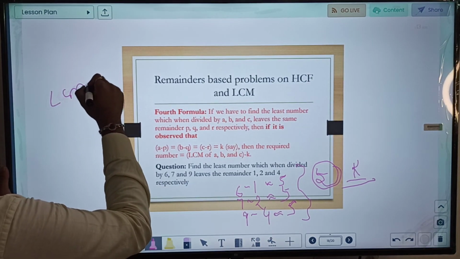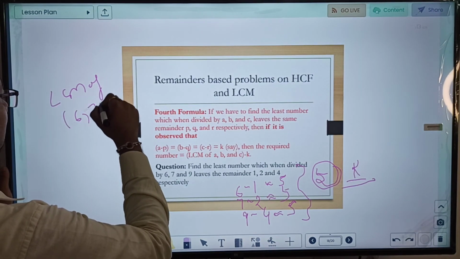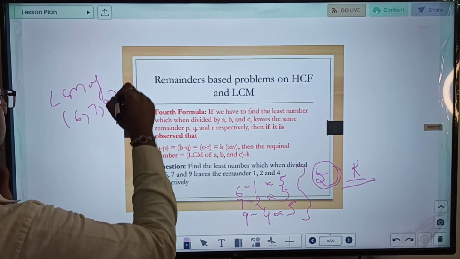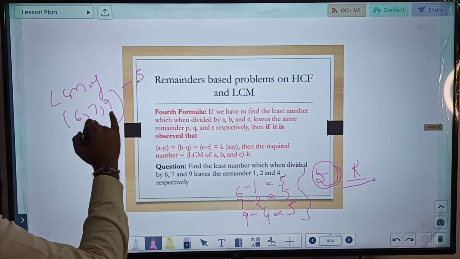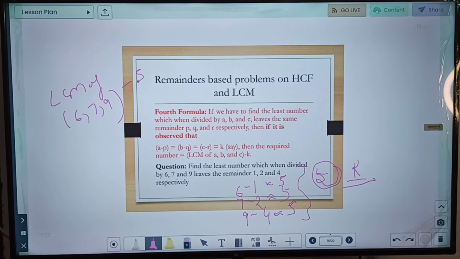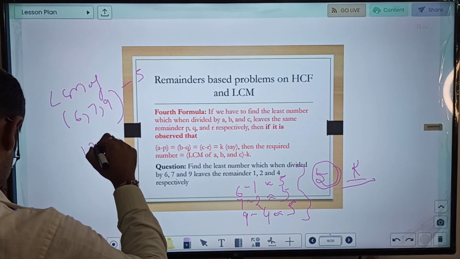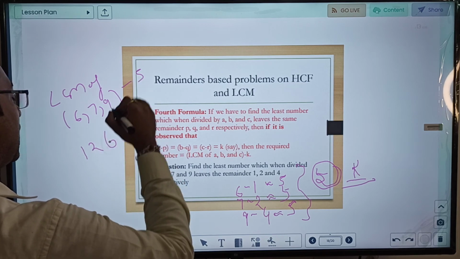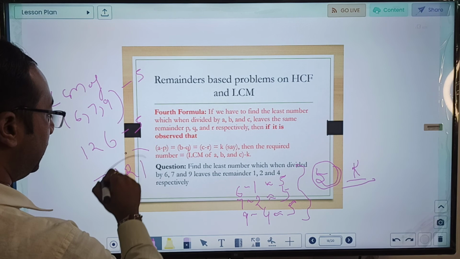So that number will be the LCM of 6, 7, 9 minus k. What is k? K is basically 5. So the LCM of 6, 7 and 9, the least common multiple of these numbers, will be 126, and if we subtract 5, it is 121. So 121 is our answer.